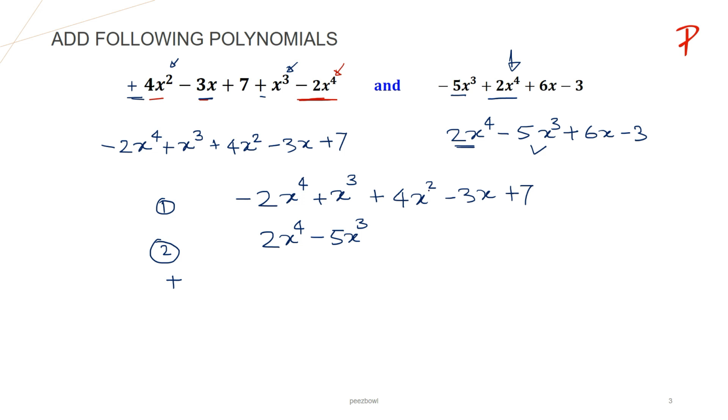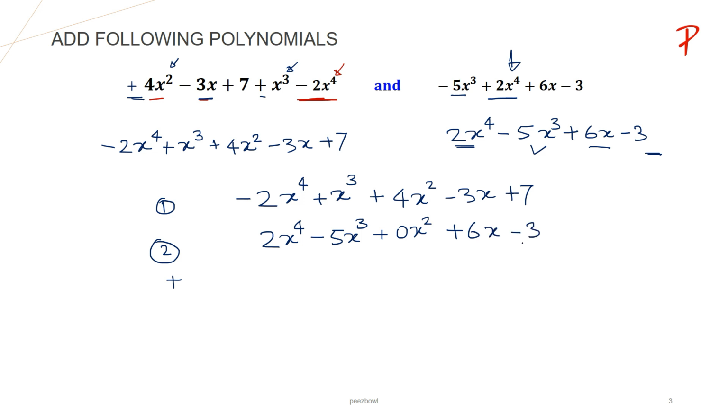After that we have x square. Here we do not have x square. So what am I going to write? Plus 0x square. 0 multiplied by anything is 0, right? So anyway, it is not going to change its value. Okay. Now we have only x, and we have 6x here, plus 6x, and after that minus 3.